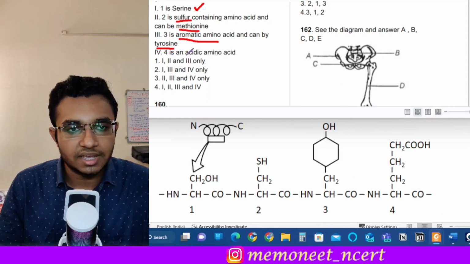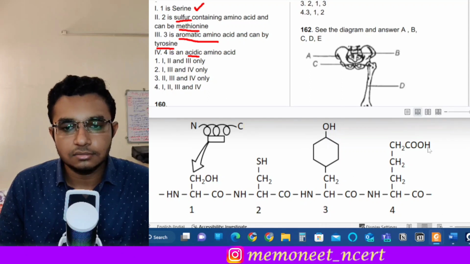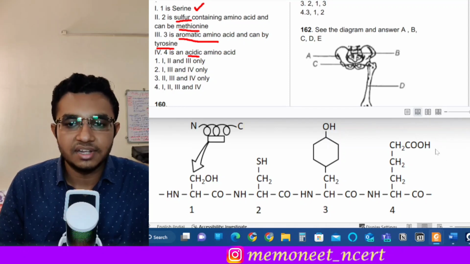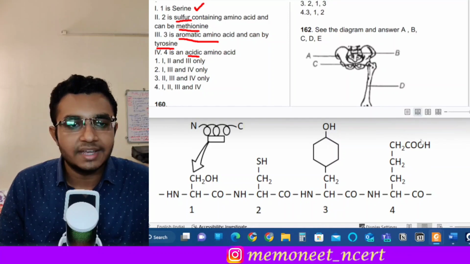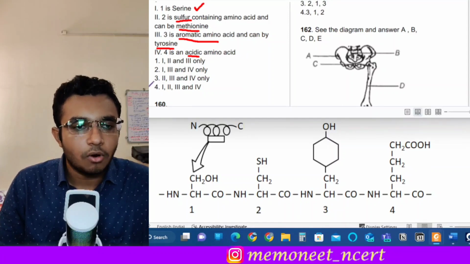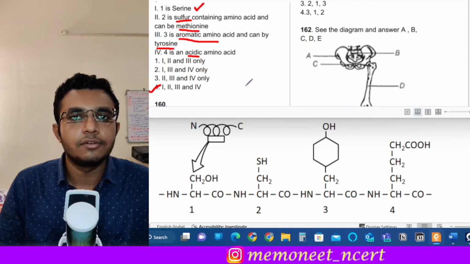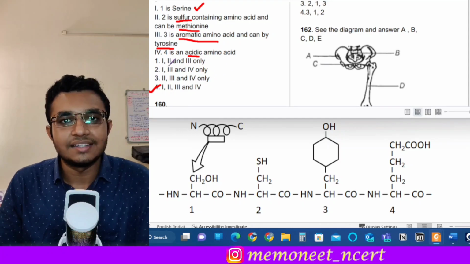So the fourth is an acidic amino acid. Now how can we say that it is an acidic amino acid? Because see, here is the carboxylic acid group. So this belongs to the acidic amino acids. So here all the statements 1, 2, 3, and 4 are correct. So here the answer will be option 4.